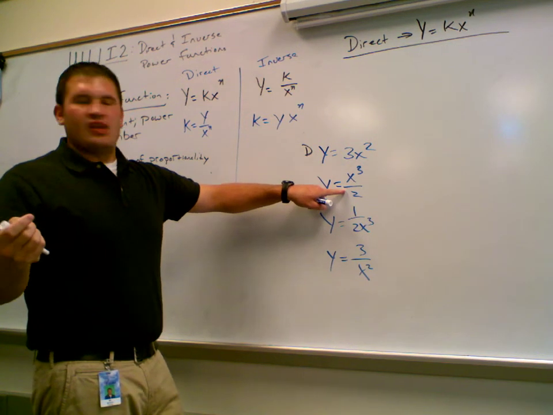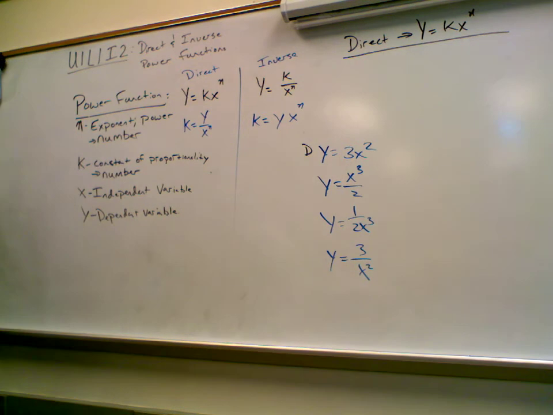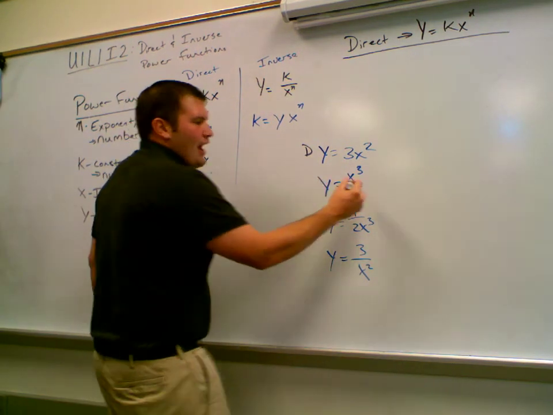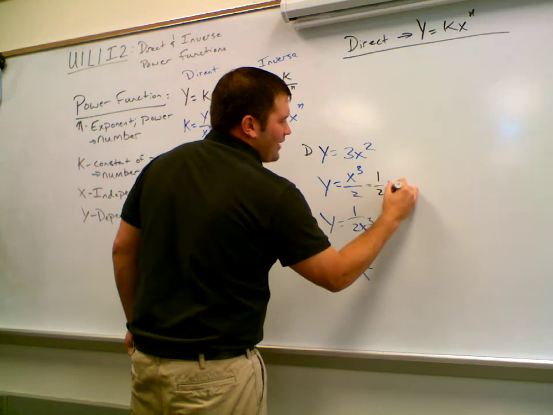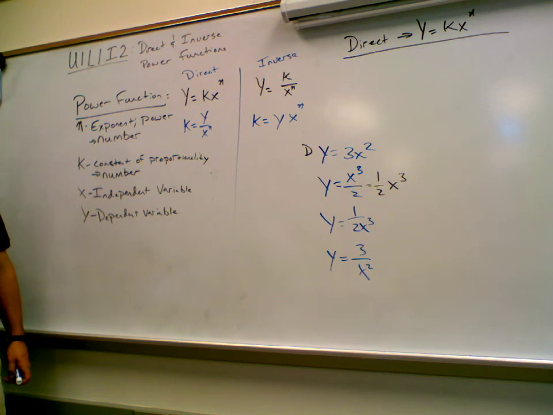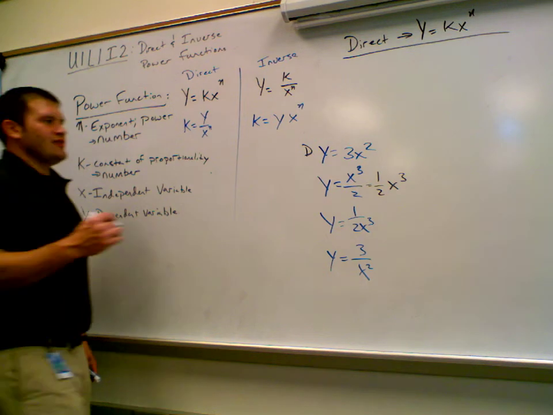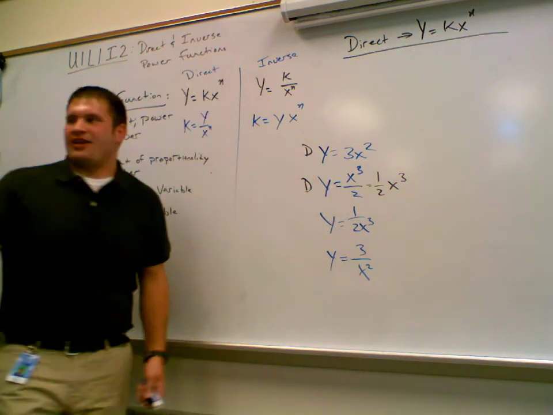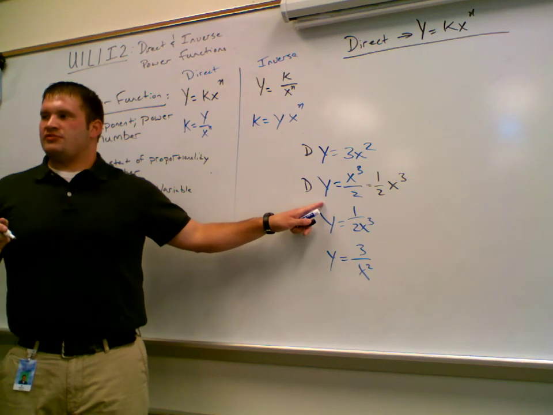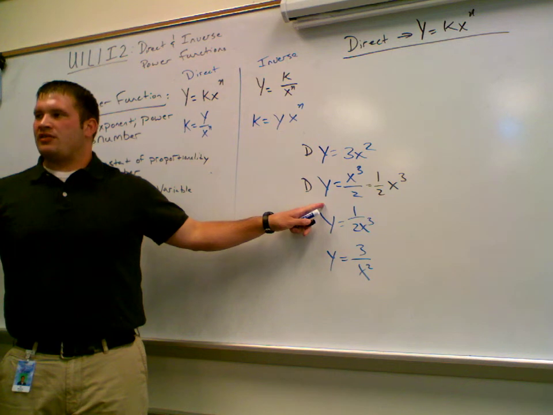Right? If it has division, does that make it inverse? No. It's the location of the x. This x is on top, isn't it? I solve for y. This is like writing 1/2 times x to the third. Is that direct or inverse? It's direct. So if the x is on top, then it's direct. If we solve for y, meaning y is by itself, if the x is on top, it's direct.